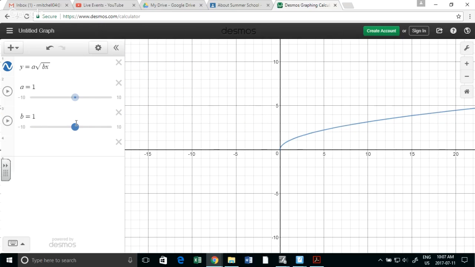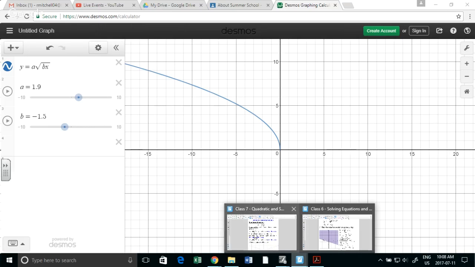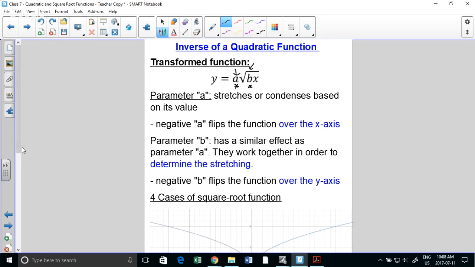So if I go back to my base case, this gives me 4 different cases. If a and b are both positive, I've got it in this quadrant here. If a is negative, but b is positive, it gives me this quadrant here. If they're both negative, it goes into this quadrant here. And if a is positive, but b is negative, it goes into this quadrant here. This is a lot of information. We're going to write this down.